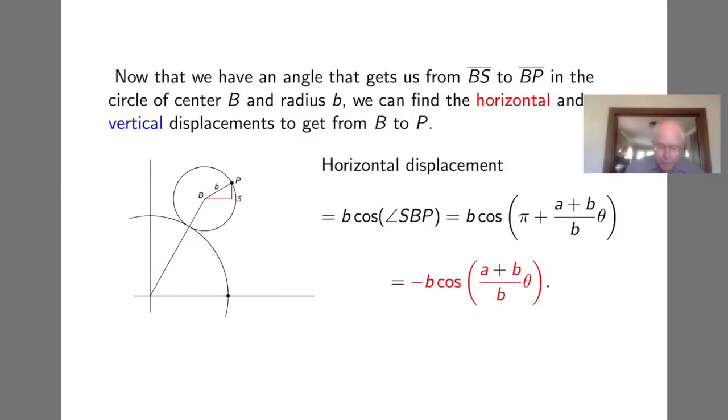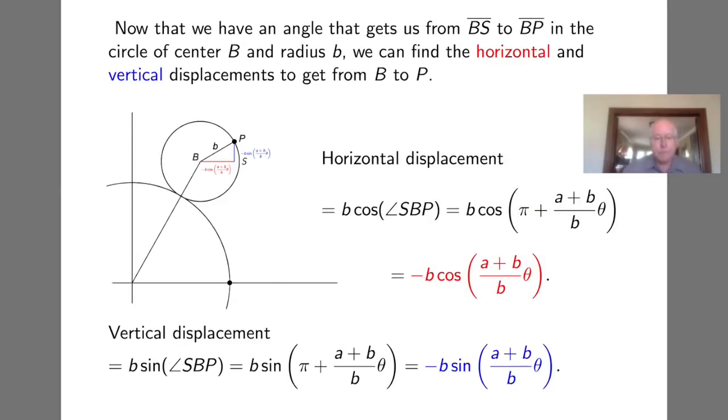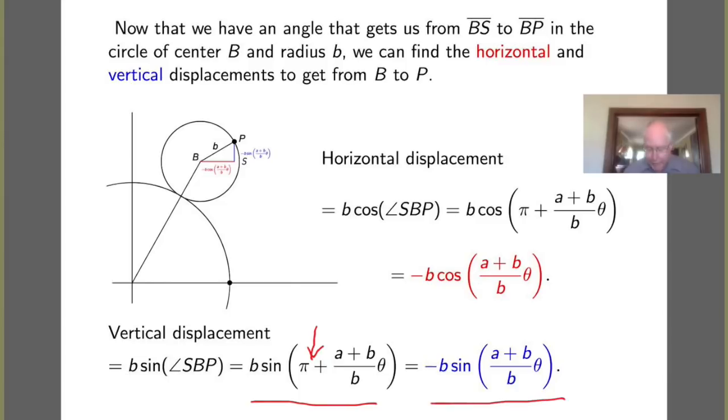For the vertical displacement, very similar. The vertical displacement is given by B times the sine of the angle. And again, that angle is pi plus A plus B over B theta right here. And again, you go halfway around the circle. That is, you add pi to an angle, and you just negate the trig function. Okay, so there is the vertical displacement.